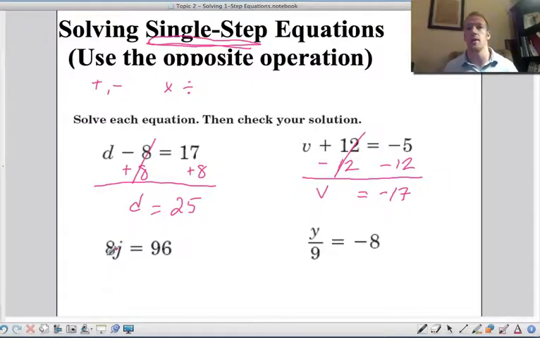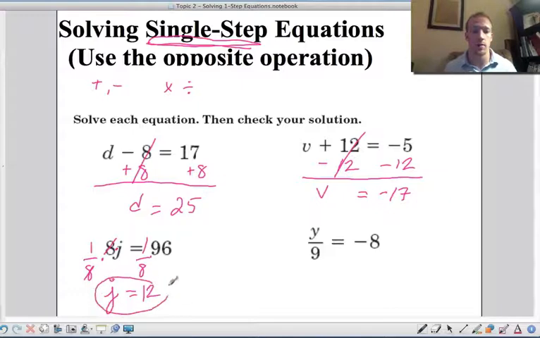Here, this is an 8 times J, right? When the number's right next to the letter, it means we're multiplying. So what do we do to undo multiplying? We have to divide. So divide by 8. All right, another way to write that would be to multiply by 1/8, right? Because dividing by 8 or multiplying by an eighth is the same thing. So 1/8 times this gives us just J. And then 1/8 times 96 is 12.